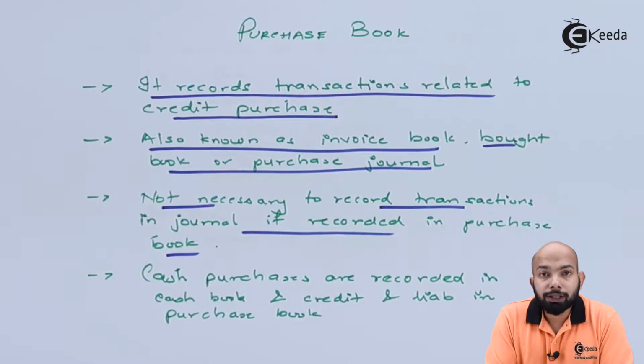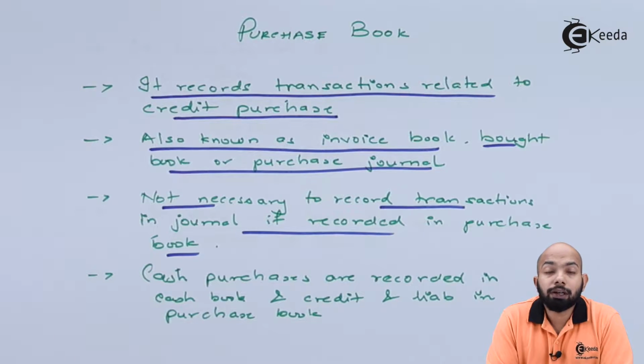A point to be mentioned here is that if these transactions are recorded in the purchase book, then you don't have to journalize them or record them in journals. If they're recorded in journals, you don't have to put them in the purchase book. However, if they're not recorded in journals, that means they have been recorded in the purchase book. So if it is already recorded in the purchase book, you need not add them into journalizing. Let's figure out the next part.